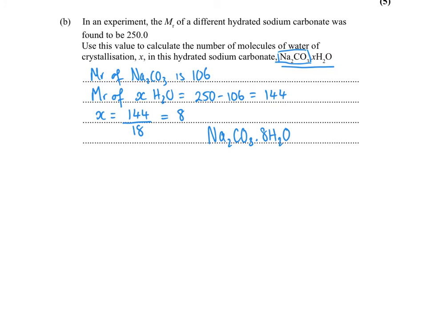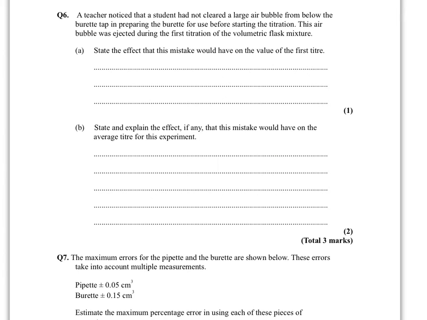Finishes the question off. A teacher noticed that a student had not cleared a large air bubble from the burette tap in preparing the burette for use before starting the titration. The air bubble was ejected during the first titration of the volumetric flask mixture. State the effect that this mistake would have on the value of the first titre. So the value would be higher than the amount of solution that had actually been added to the flask.